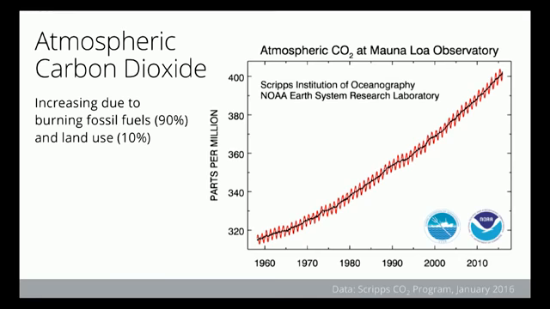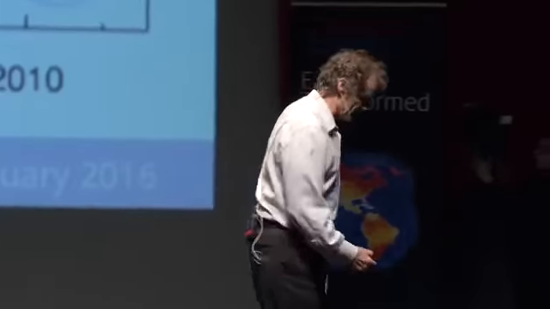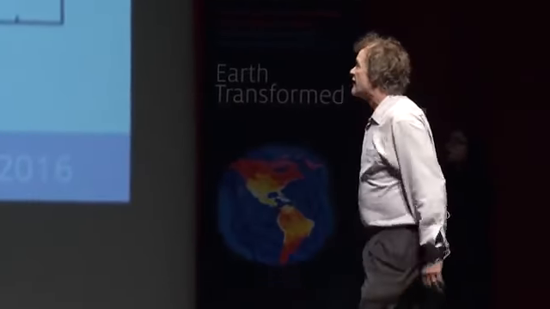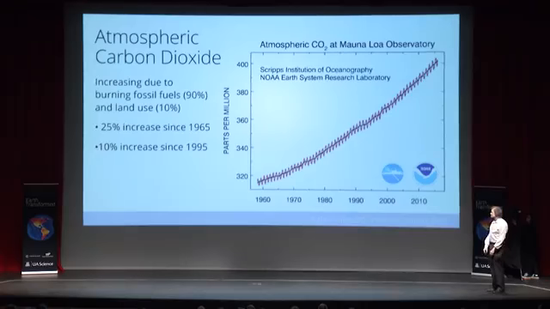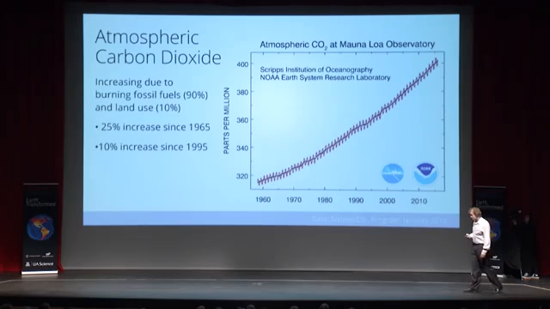About 90% is due to the burning of fossil fuels, coal and oil, and about 10% is due to land use change, clearing forests, right, where you lose the organic material and the carbon locked up in trees and replace them with fields. It's increased 25% since 1965, 10% since 1995. And you can see there's a little bit of an upward trend here. It's not linear. It's increasing. The rate of increase is increasing.